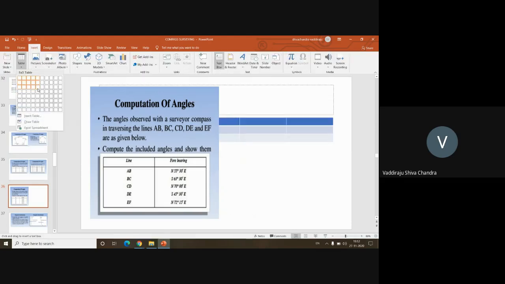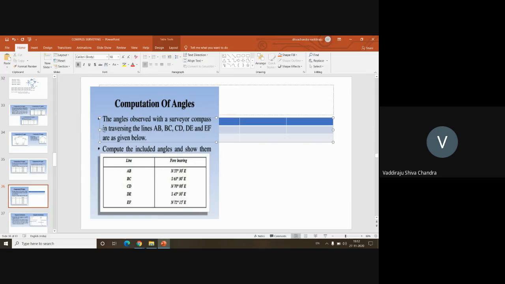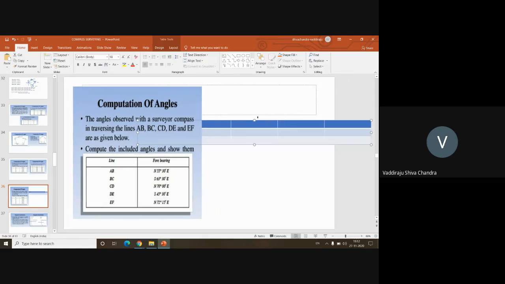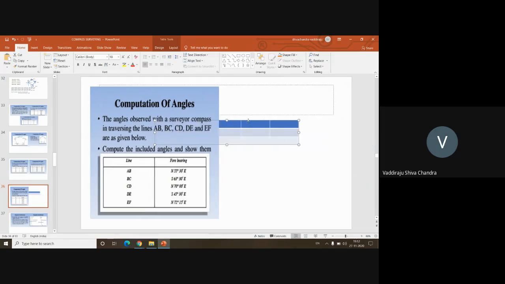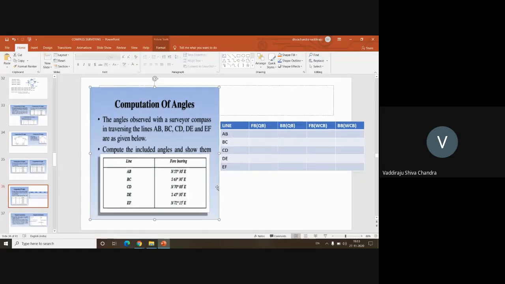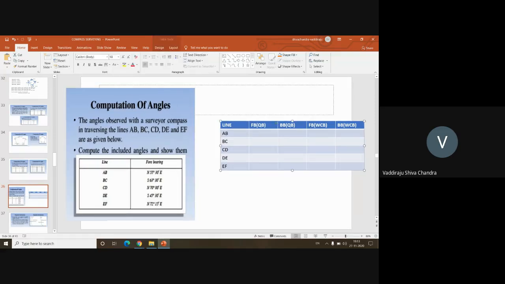So let us insert a table. This is the column for the quadrantal bearing system, for the whole circle bearing system, and the back bearing systems. So this is AB. All of you please note down a table like this. CD, E, F. So he has given you 5 lines: AB, BC, CD, DE, and EF. He has given you only the forward bearings.